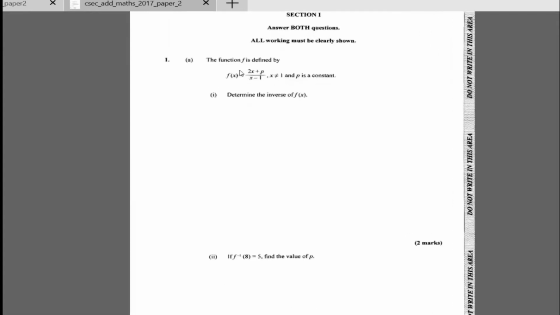Question 1, section 1. Functions question. It says f of x is equal to 2x plus p over x minus 1, where x is not equal to 1 and p is a constant. And it says for us now to determine the inverse of f. To find the inverse of f of x, first thing we're going to do is interchange x and y. So we're going to say x is equal to 2y plus p over y minus 1. Then what we're required to do is make y the subject.